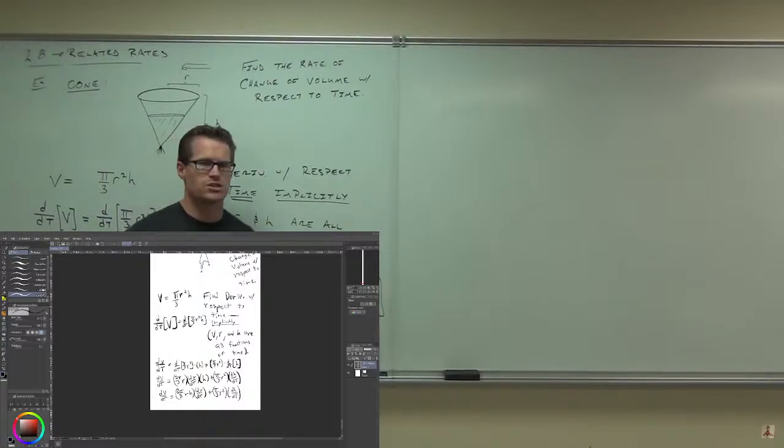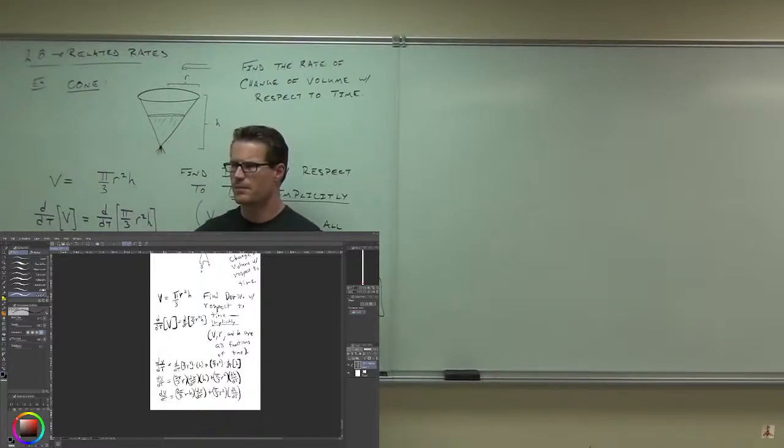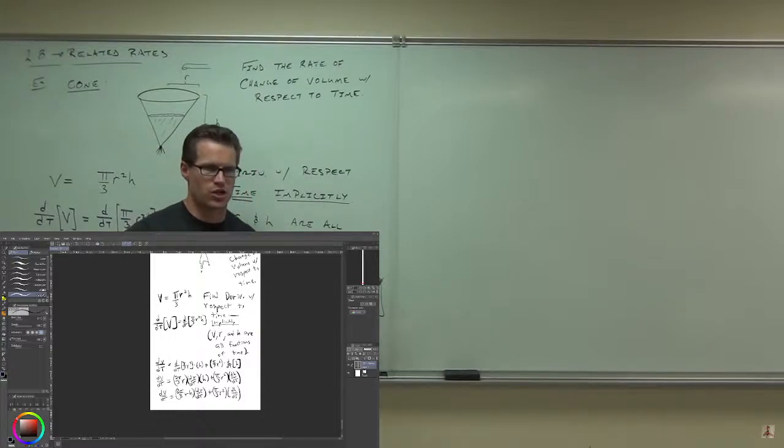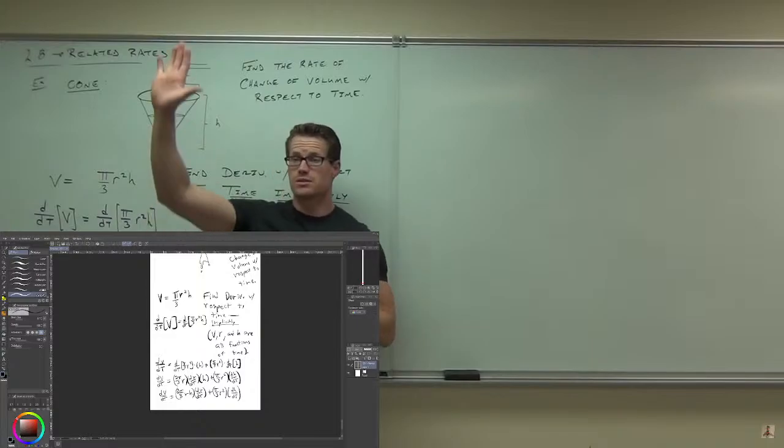We'd also need to know dH dt. What's dH dt stand for? How the height of our water is changing with respect to time. Is it going up? Is it going down? We need to know all of those pieces, what the radius is currently, what the height is currently. That would give us the actual volume. But to associate how the volume is changing, that's where we need the change in the radius and the change in the height.